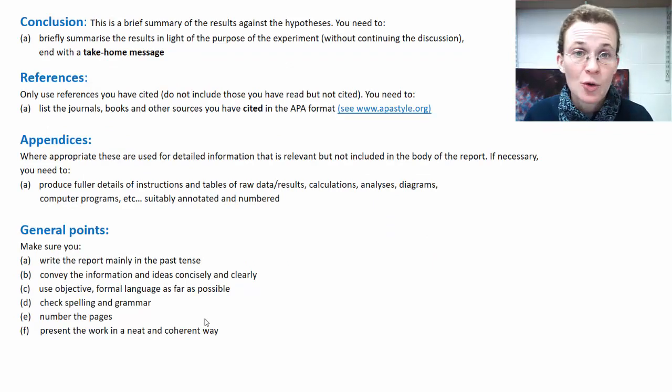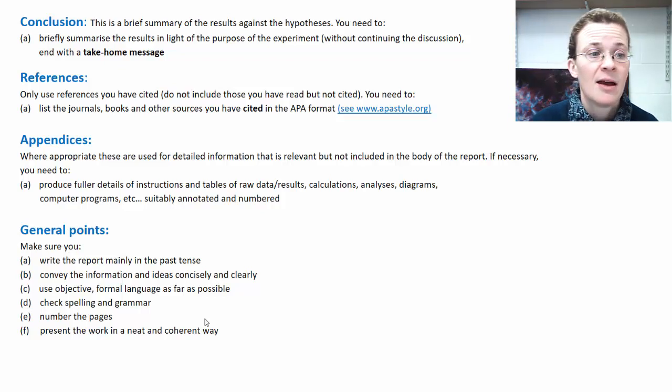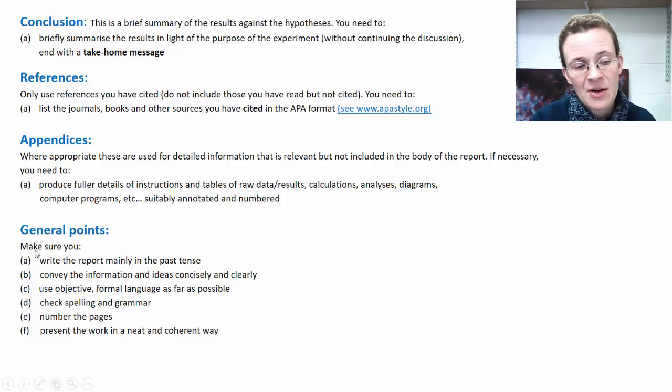At the end you need to have a conclusion, which is a brief summary of your findings, and then there needs to be a take-home message. Something that makes the reader go, alright, so that's why this was important. There needs to be references, of course, in APA format. You can include appendices with maybe your stimuli or some other things that you want to show us. And there are some general points here about making sure it's in the past tense because it's something you did.